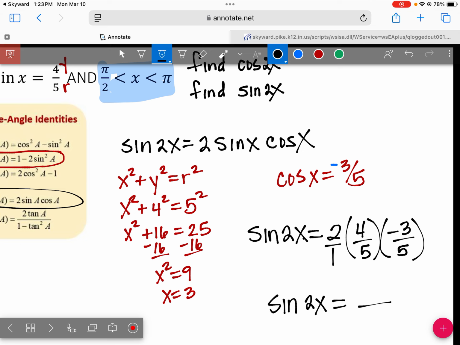So what do you get? What's 2 times 4 times negative 3? Negative 24. What's 1 times 5 times 5? 25. So that would be your sine double angle.